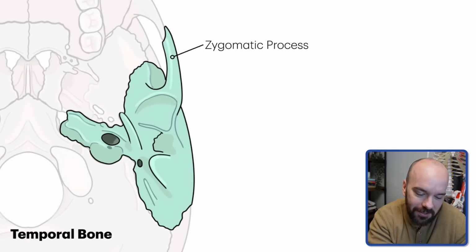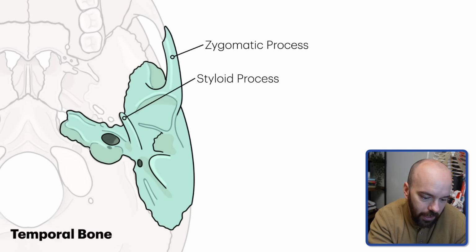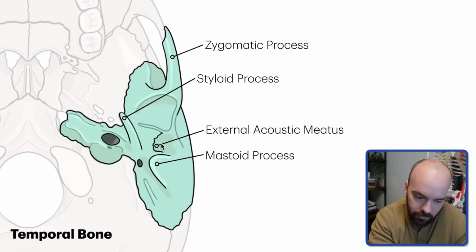And let's zoom in on that. I'm gonna just label these structures again. We've got the zygomatic process of the zygomatic arch. We have that styloid process right here. We have the mastoid process right there, where the masseter muscle connects. We have the external acoustic meatus that forms your auditory canal right there. And we've got the mandibular fossa, where the TMJ joint will be.